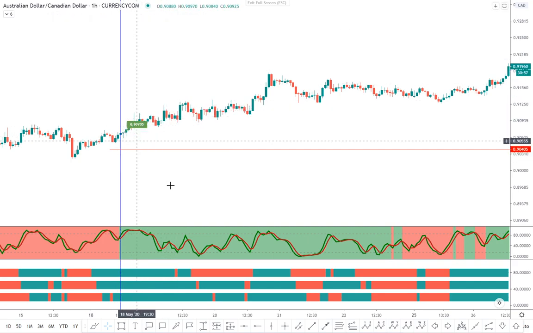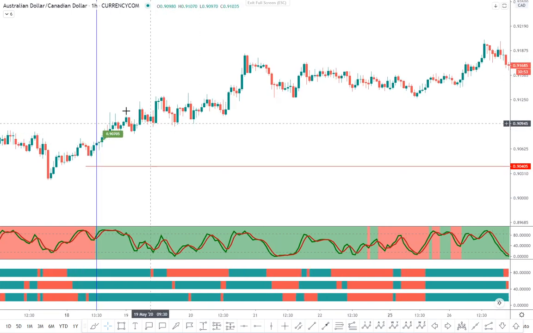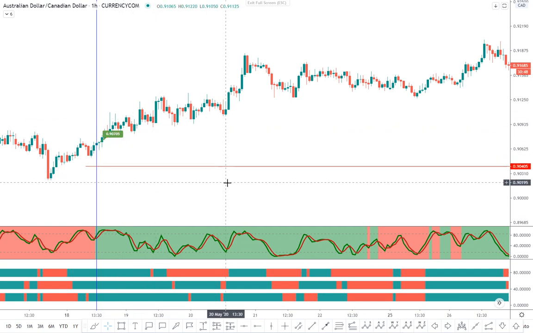So this was a valid good buy signal, so we'll check the next. Our trade ended up over here. Again, here we have another buy signal. Let's check that.